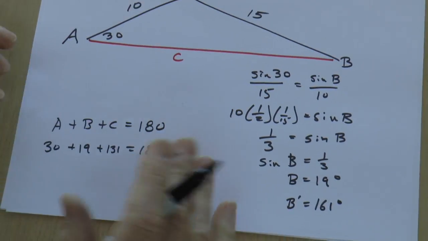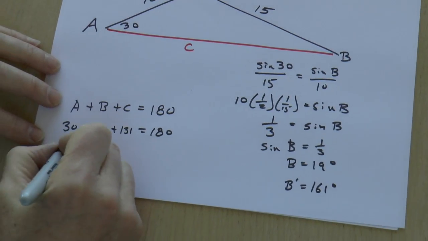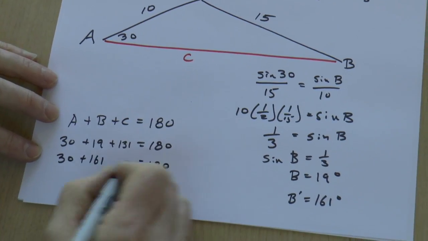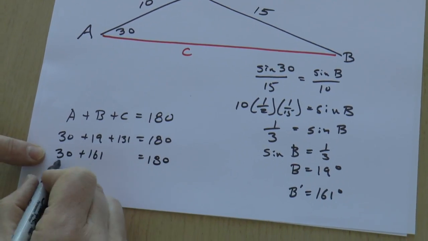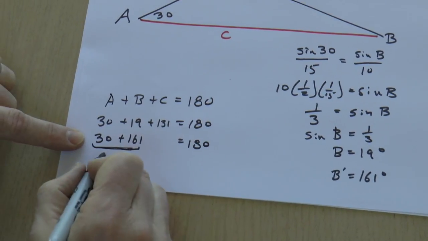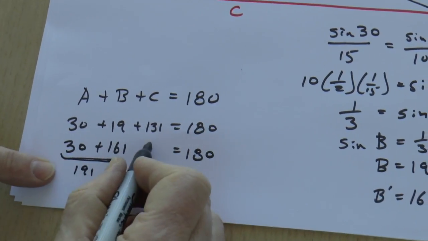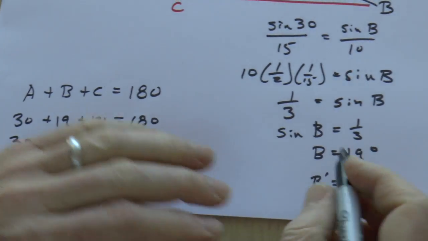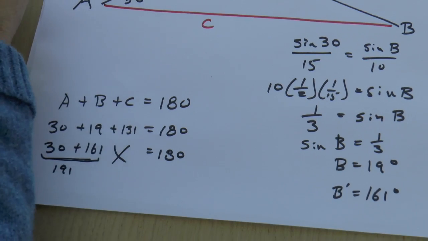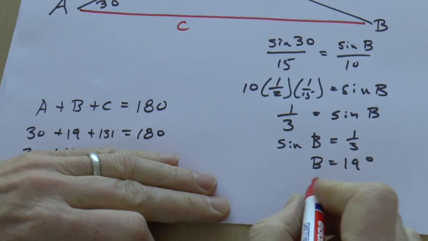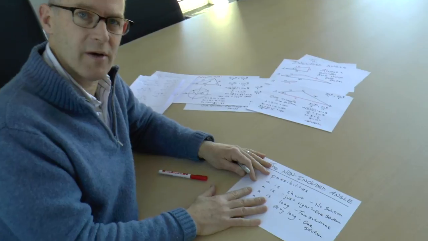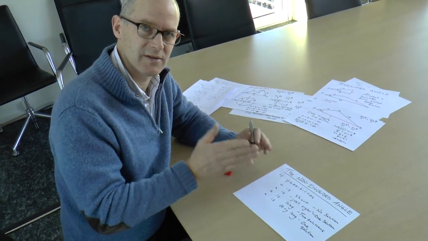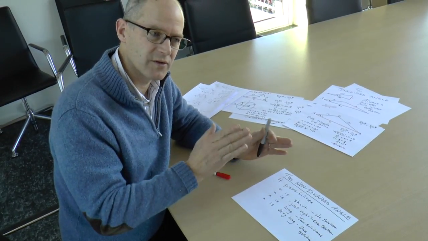That works fine. Let's try this one now. A is 30. B is 161, and we need to get to 180. What's happening here? We've got 191 already. So there's no way we can get a C here to get 180. So this case is impossible. And we strike it out with our red marker because it's out. I hope that's helpful. You should all practice this, but this is the ambiguous case, the one where you get two solutions and you have to show both of them.